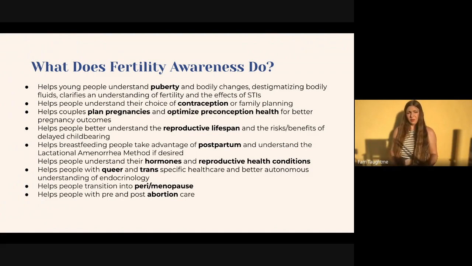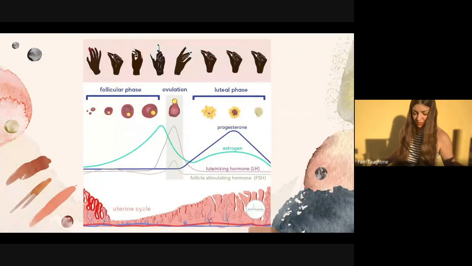And it also helps people better understand their whole reproductive lifespan and the risks and benefits of delayed childbearing as well. It can also be helpful for breastfeeding and postpartum, understanding the changes that are happening at this time, trying to make sense of what's happening hormonally. And it helps people in general understand their hormones and reproductive health conditions that may cause hormone imbalances. It can also be used by queer and trans people for specific healthcare that helps them with a better autonomous understanding of their endocrinology. And it helps people transition into perimenopause, and also helps people with abortion care, post-abortion care, and pre-abortion care. So it just has a ton of different things to offer, and that's why I'm such a big advocate for it.